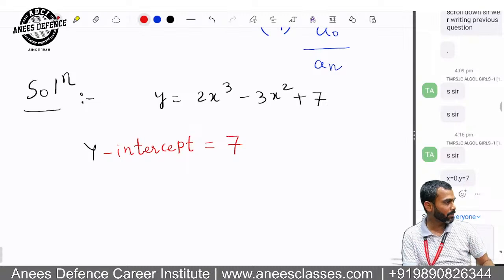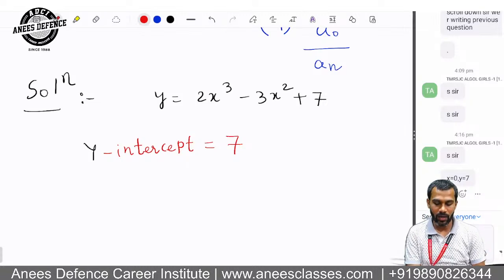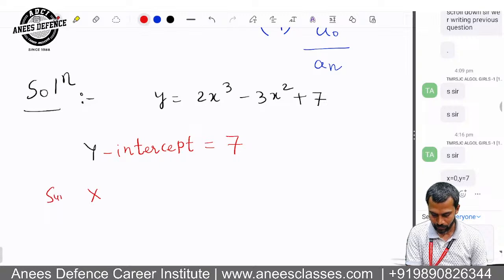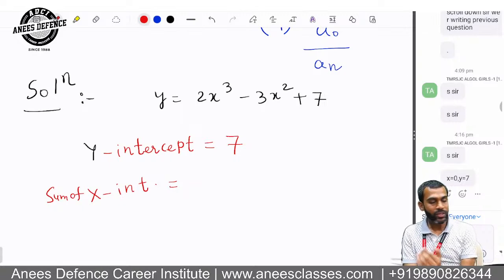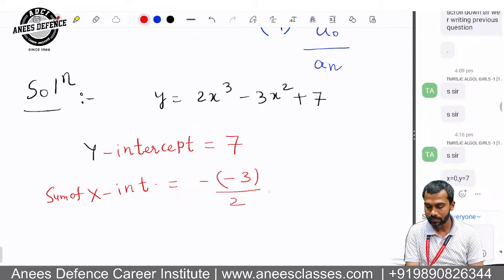Now we need to find the sum of x intercepts and the product of x intercepts. So now, sum of x intercept. Yes online students, tell me. That is minus coefficient of x square divided by coefficient of x cube. That is minus of -3/2, that is 3/2. So that is the sum of x intercepts. Yes or no?